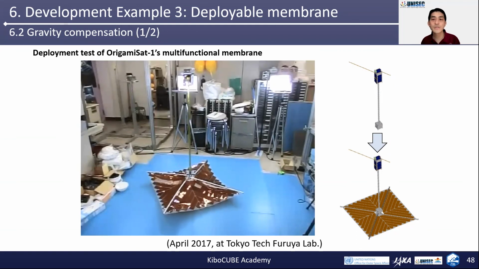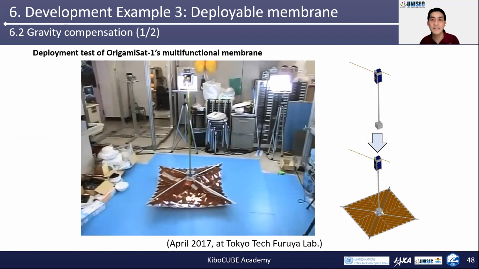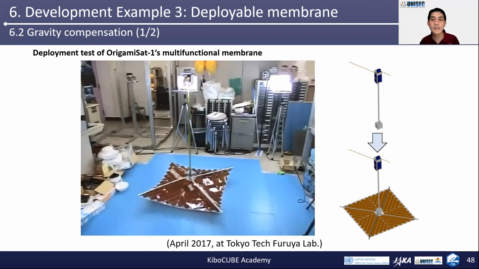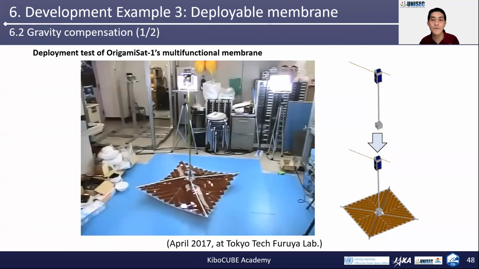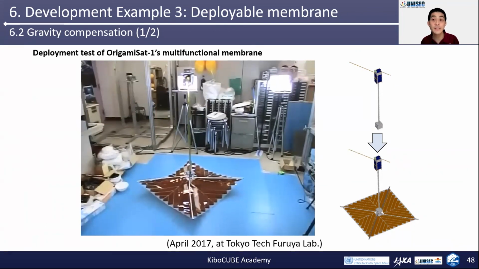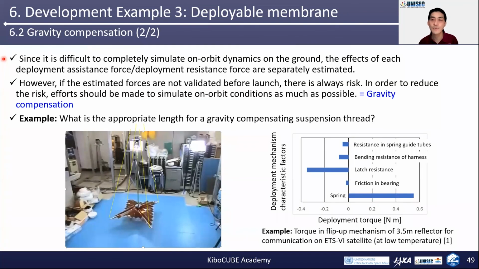This test was achieved by using gravity compensation. There are 4 threads to hang the tips of 4 diagonal booms from the ceiling. Since it is difficult to completely simulate on-orbit dynamics on the ground, the effects of each deployment assistance force and the deployment resistance forces are separately estimated by various experiments and analyses, like in this chart. However, a system-level test is still needed.